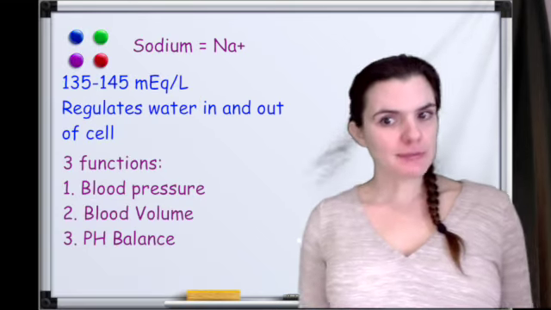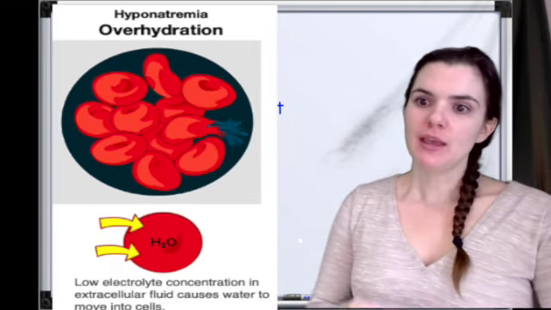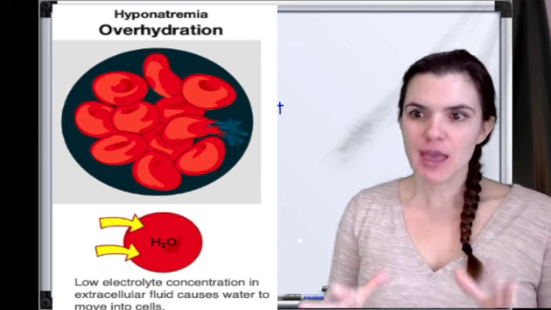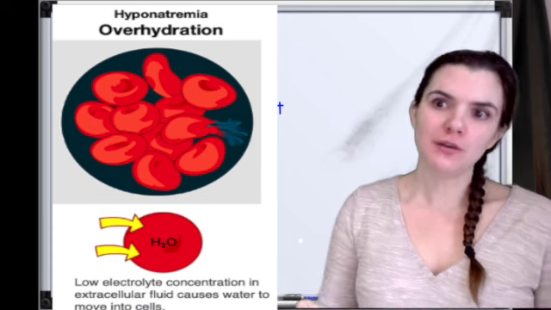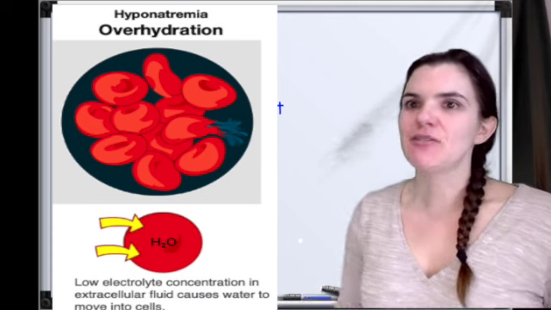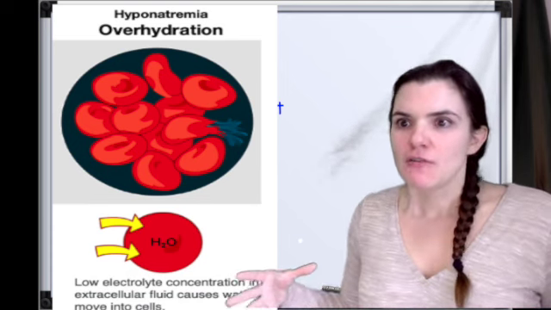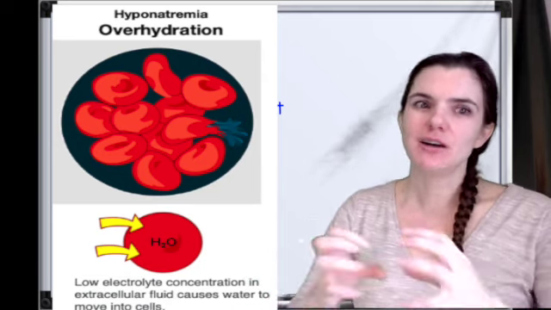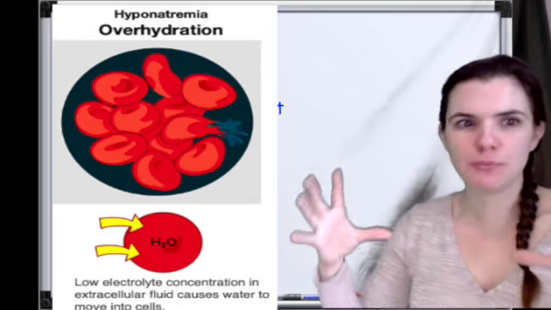Now, on the flip side, hyponatremia is when we don't have a lot of sodium in that extracellular area. And again, water follows sodium, so it's going to leave that extracellular area, follow the sodium into the cell and cause that cell to swell and get really big and poofy.